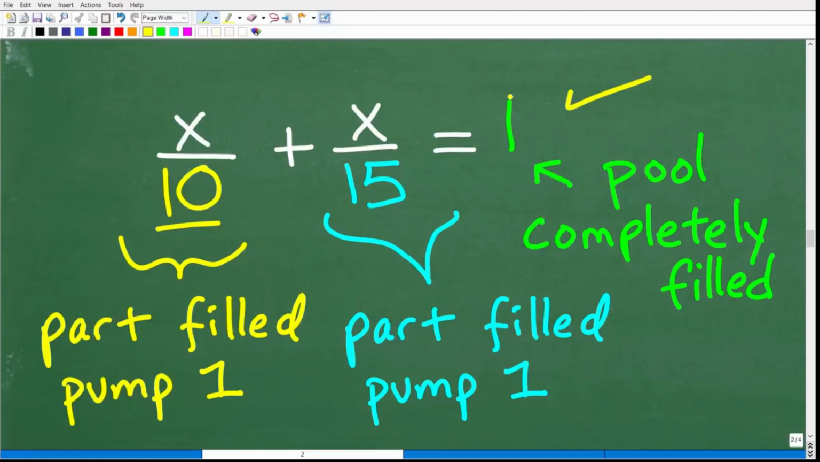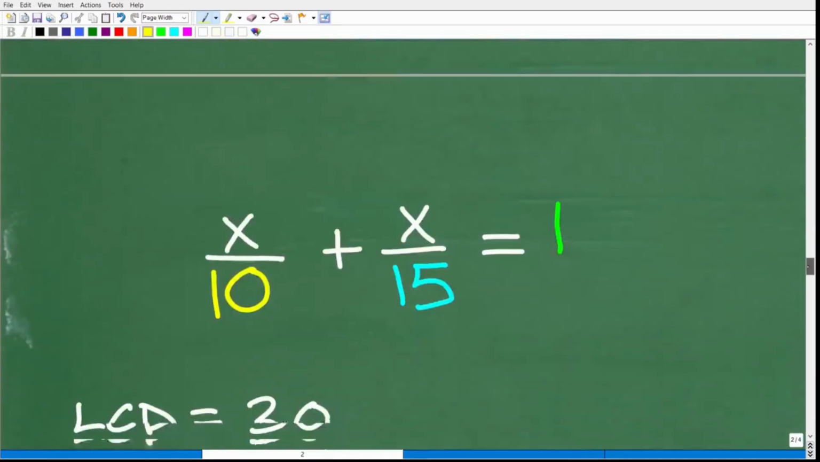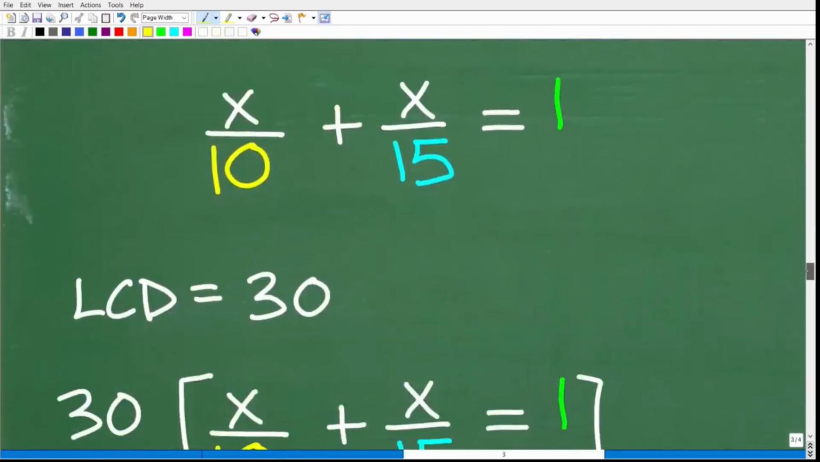Okay, so this is another type of equation. It looks similar to the other one, but it actually is a little bit easier to solve. So x over 10 plus x over 15 is equal to 1. It's a different equation, but it's just as good to solve this problem. So let's go ahead and solve it right now. x over 10 plus x over 15 is equal to 1.